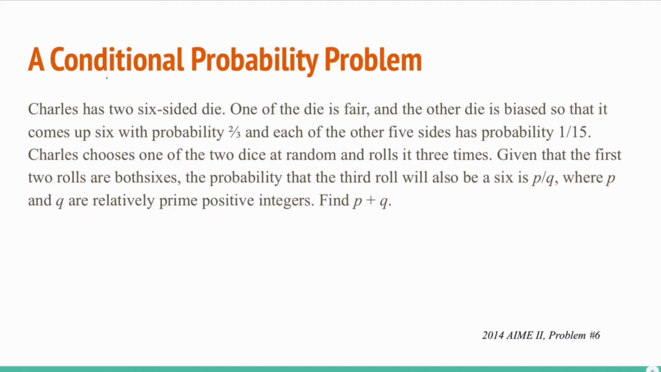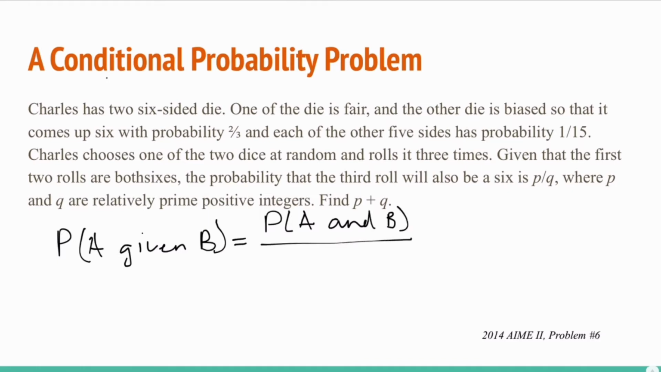Before we can solve this problem, we need to know what conditional probability is. Conditional probability just means that the probability of A given B equals the probability of A and B over the probability of B.